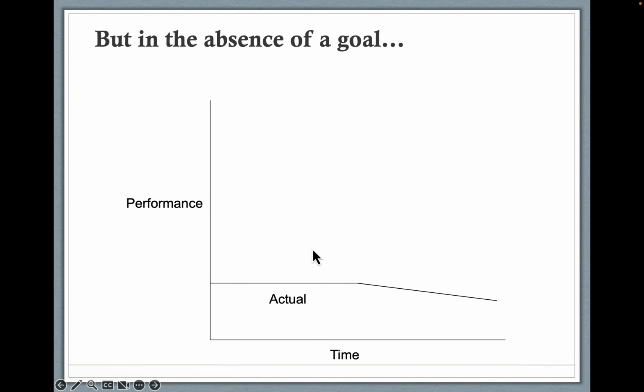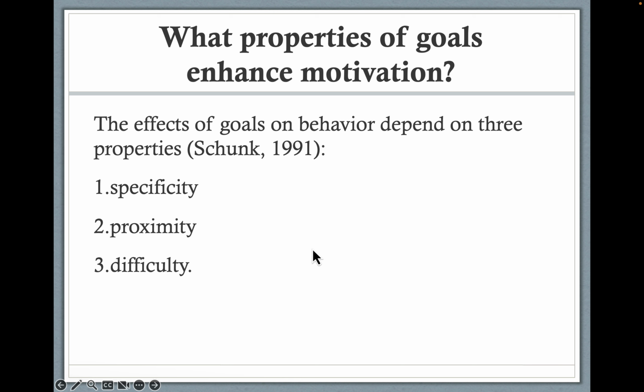Now, what properties of goals enhance motivation? The effects of goals on behavior depend on three properties: specificity, proximity, and difficulty. What that means is, first of all, you have to have specific goals. If you say, for example, I want to become rich, I want to be rich.